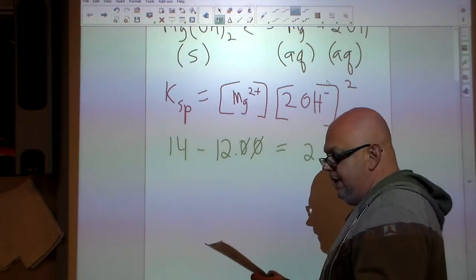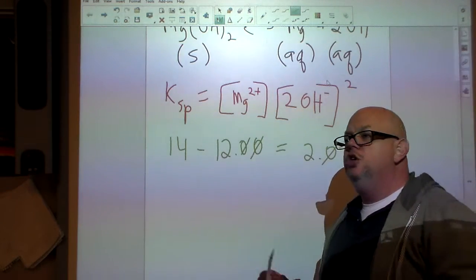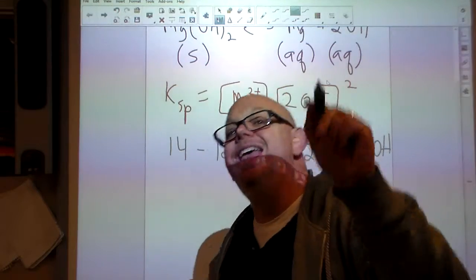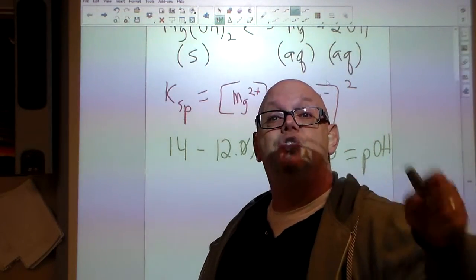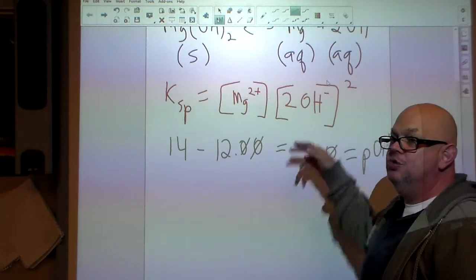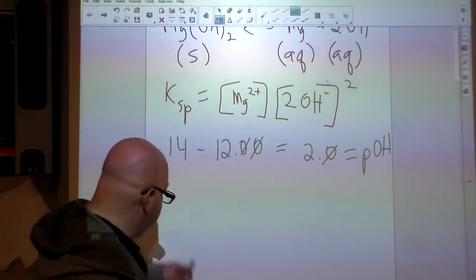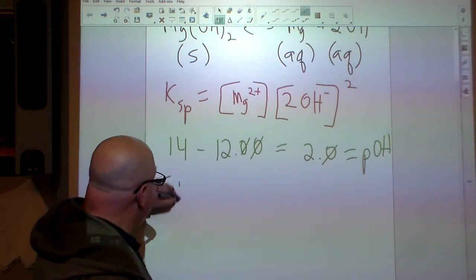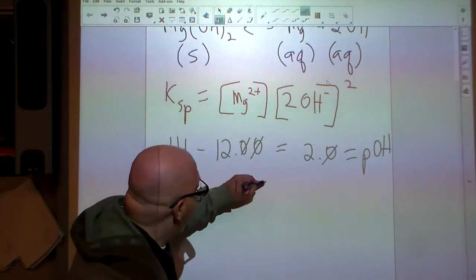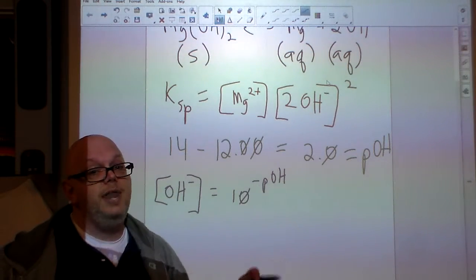Now that we figured that out, we need to take the inverse log. Remember, when you take the pH or the pOH, you take the negative log of the concentration of your ions. We have to go backwards this time. We take the inverse log of our pOH to get our concentration of the OH. Why not the pH? Well, look at what you have in your equation. It's OH, which means it's basic, so we have to get the OH. The concentration of OH minus is equal to 10 to the negative pOH. That's important, that you put that negative in there.